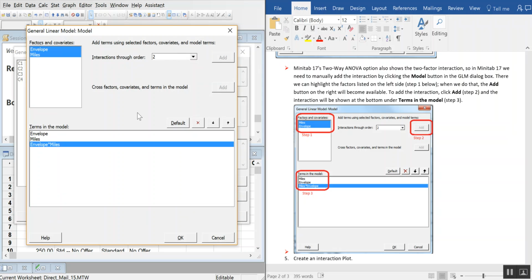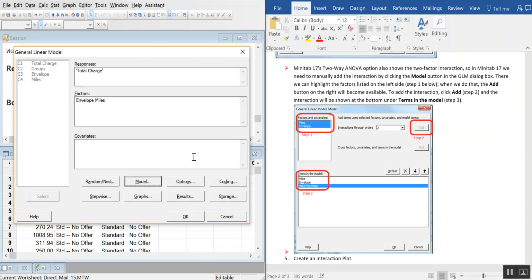I'm going to click Add, and notice it shows up down below. That's going to tell it I do want the interaction present in my model. I'm going to hit OK, and then I'm going to hit OK again to produce the output. You will notice in number 5 I'm asking to create an interaction part. You can do that after you created the general linear model. Let's go ahead and hit OK.